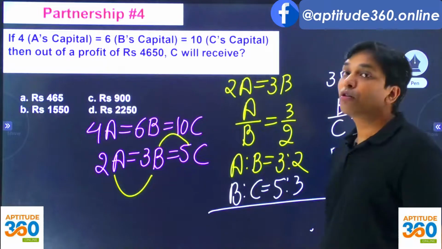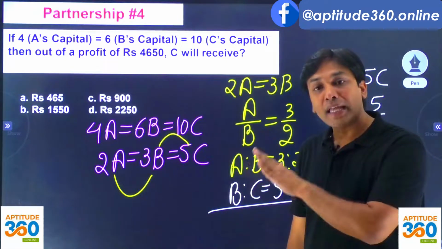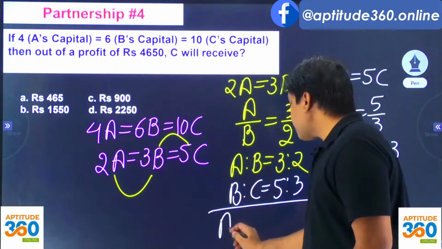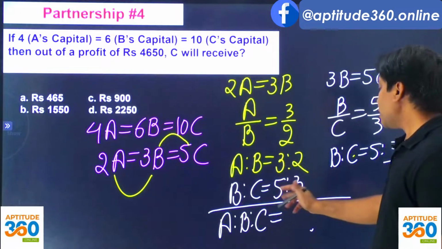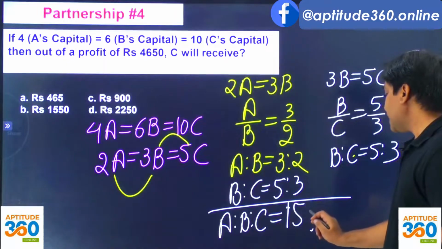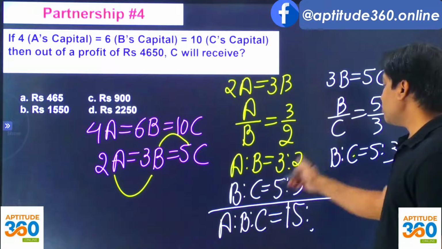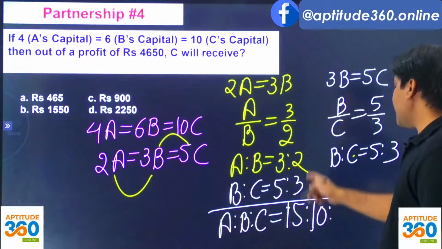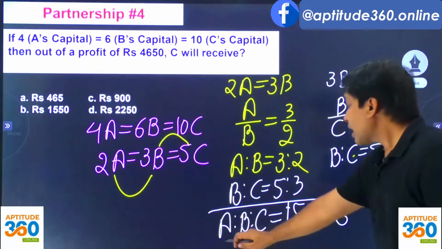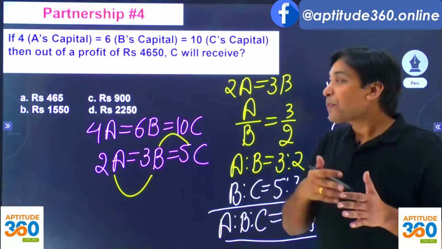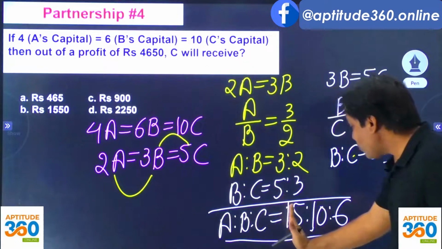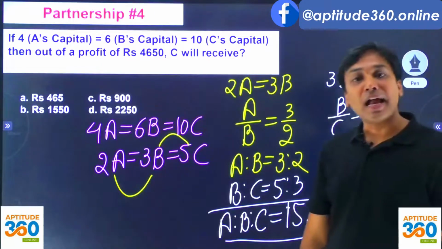Now, go and watch video number 2 and 3. This is where I have discussed my shortcut. A is to B is to C comes out as 3 into 5 is going to be what? 15 is going to be A, 5 into 2, this is going to be 10, which is B, and 3 into 2, which is 6. So their capitals are invested in the ratio of 15 and 10 and 6.